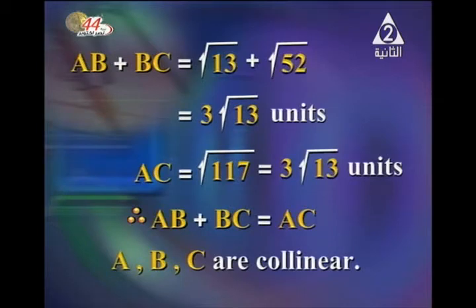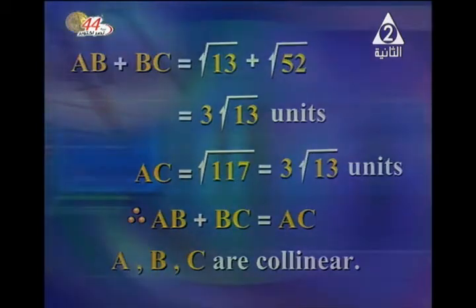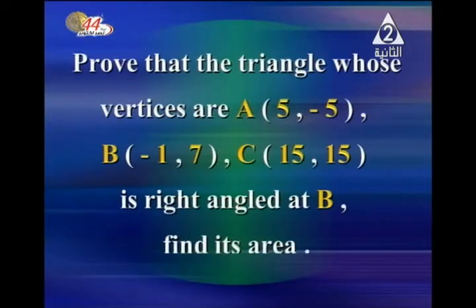Let us have another example. Prove that the triangle whose vertices are A (5, negative 5), B (negative 1, 7), C (15, 15), is right angle triangle at B, and then find its area.